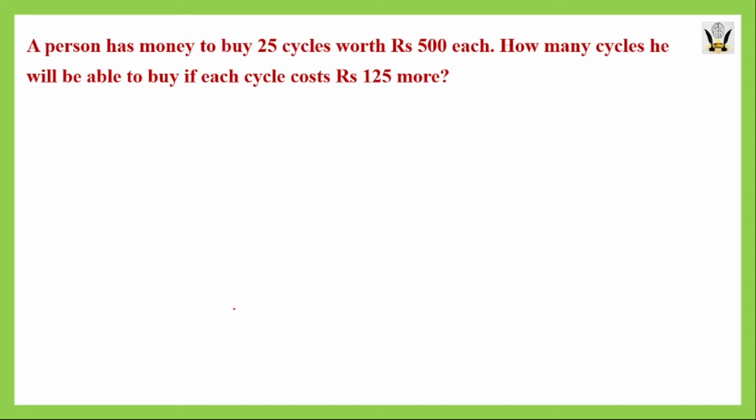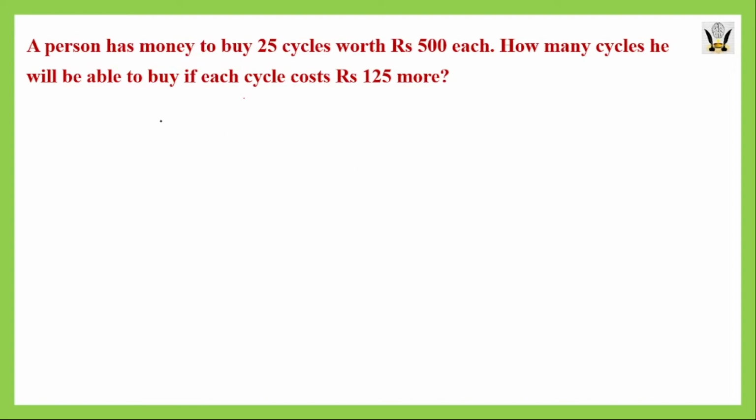The next problem sum says that a person has money to buy 25 cycles worth rupees 500 each. Now how many cycles will he be able to buy if each cycle costs rupees 125 more? So that means here we have two quantities: the number of cycles, which is changing and we don't know the next value that we have to find, and the cost of each cycle, which initially was 500, and now it costs 125 rupees more.